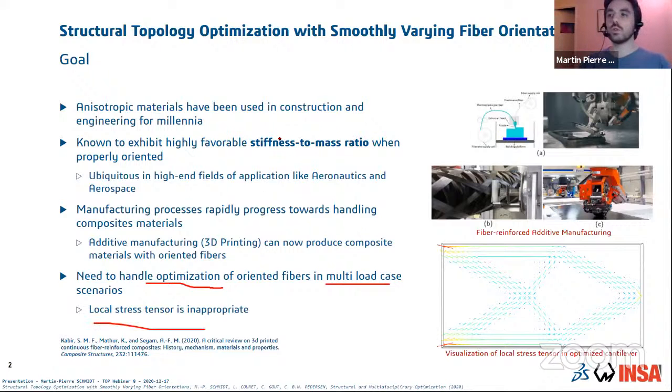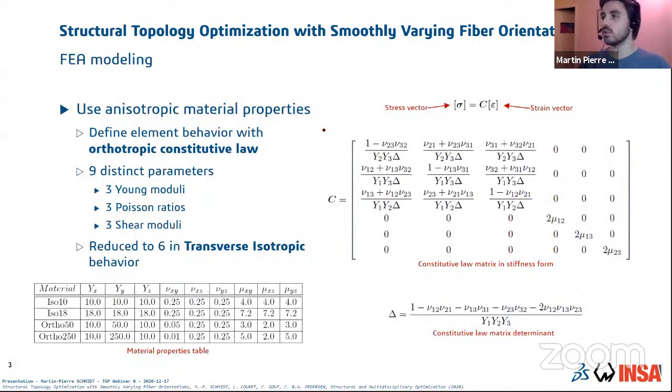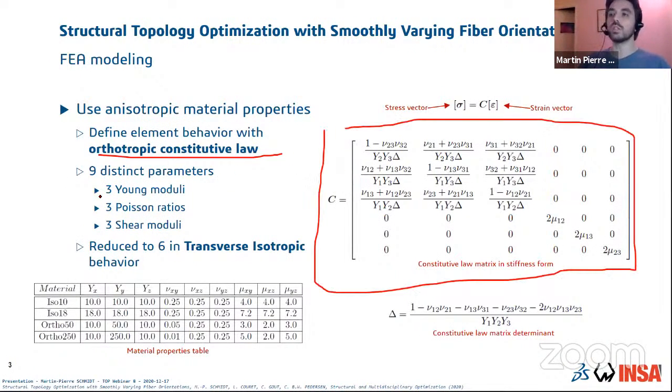First of all, we need to model the material, and we'll be using an orthotropic constitutive law, which is given here on the right in its stiffness form, defined by 9 distinct parameters, the Young, Poisson, and shear coefficients. If we are looking at fiber orientation, then we can reduce that to a transversely isotropic material, which is defined by just 6 coefficients.